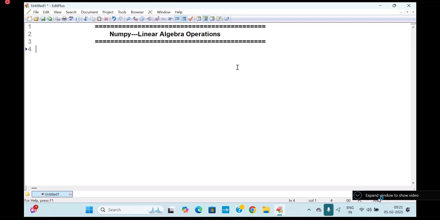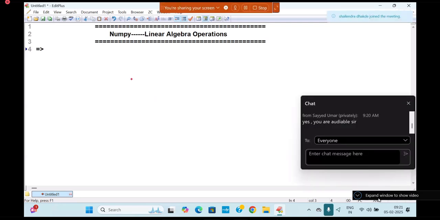Now I'm going to talk about what these linear algebra operations basically are and how they come. Linear algebra is the main important aspect to calculate the unknown values in equations. Take an example, which you used to see in your schools: 2x plus 3y is equal to 4.